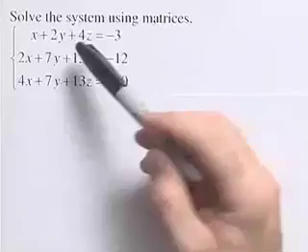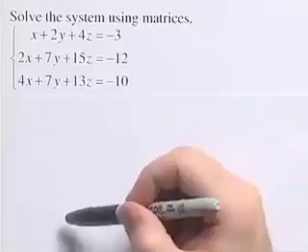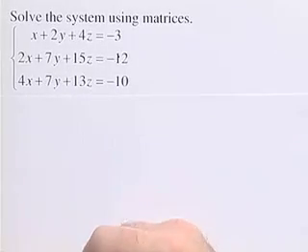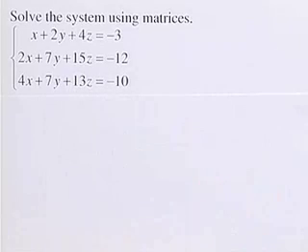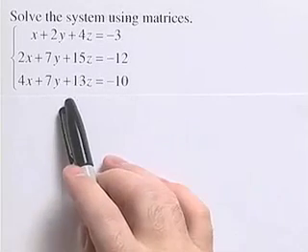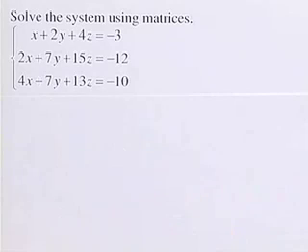Here we're going to solve a system of equations using matrices. We need to solve this system: x plus 2y plus 4z equals negative 3, 2x plus 7y plus 15z equals negative 12, and 4x plus 7y plus 13z equals negative 10. First thing we'd like to do is to write down our augmented matrix.